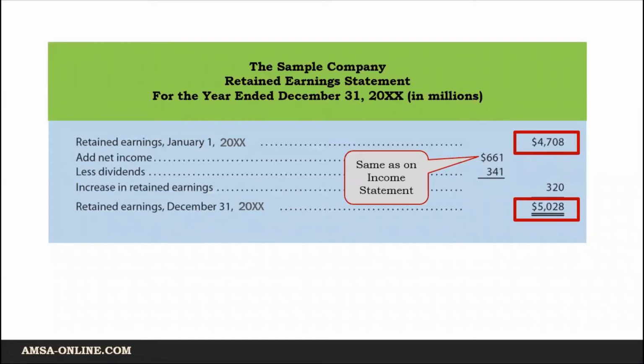In the current year, the sample company began the year with $4,708 million in retained earnings. The $661 million of net income is the same net income amount reported on the income statement. During the year, the sample company also declared dividends of $341 million, resulting in $5,028 million of retained earnings at the end of the year.